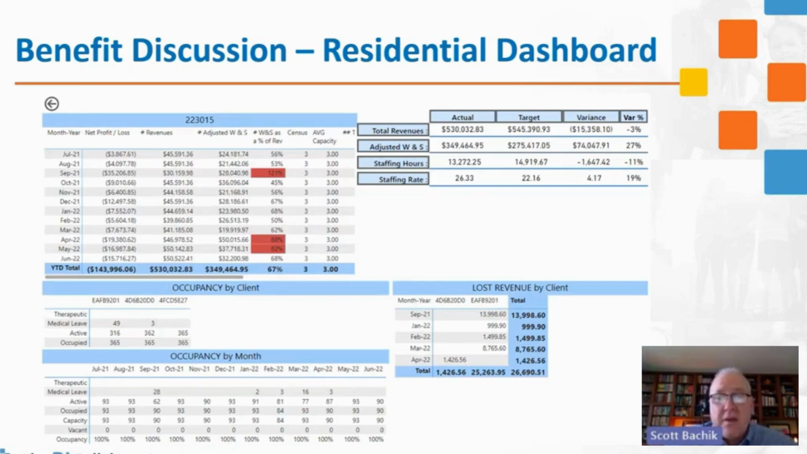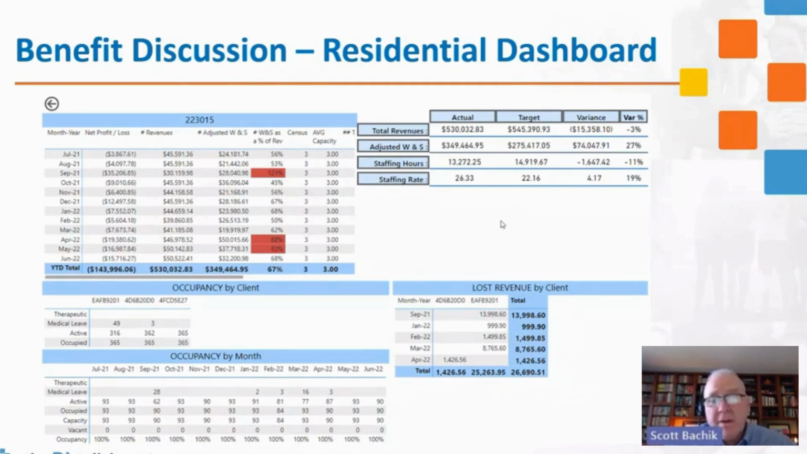In this detail, it shows you a little table on the right there. It has month over month their profitability again, their revenue information, salary and wages information. If that salary and wages goes over 70% of revenue, it gets highlighted. It shows you the census of the facility and the capacity, because as in many providers, that can change from one month to the next.